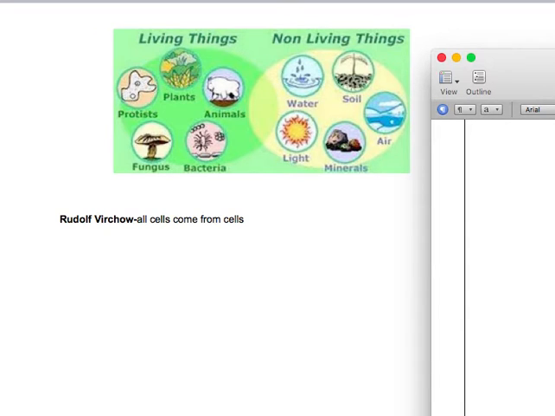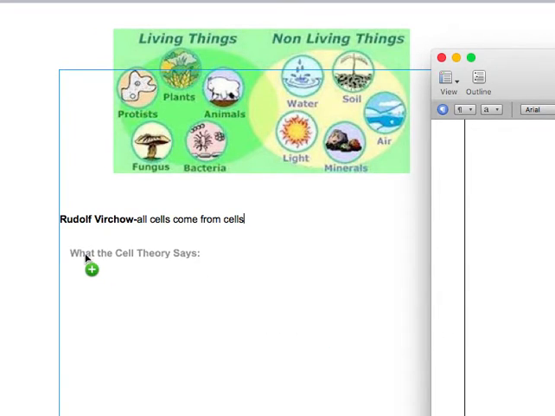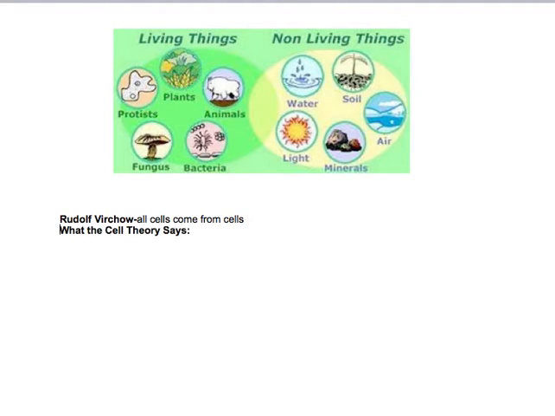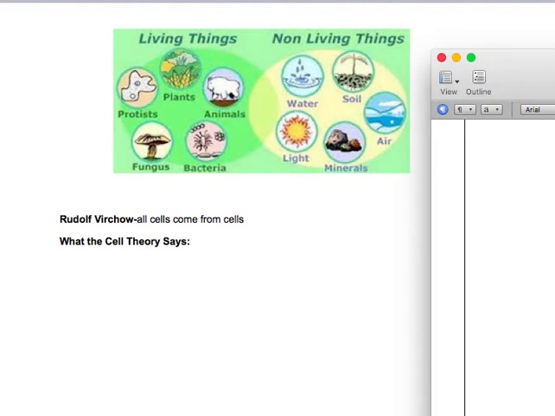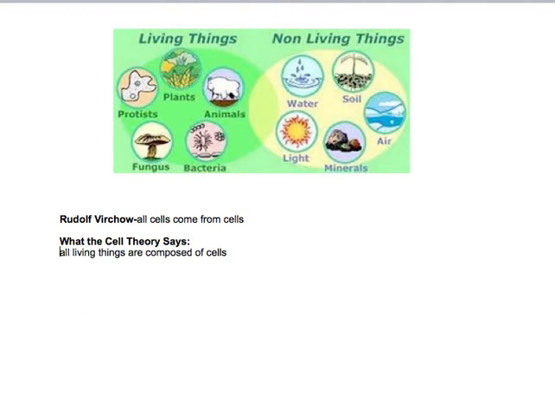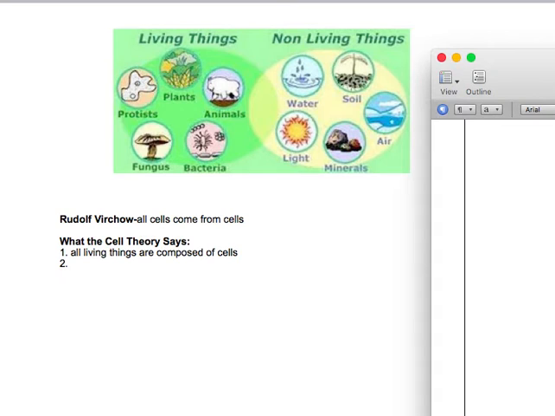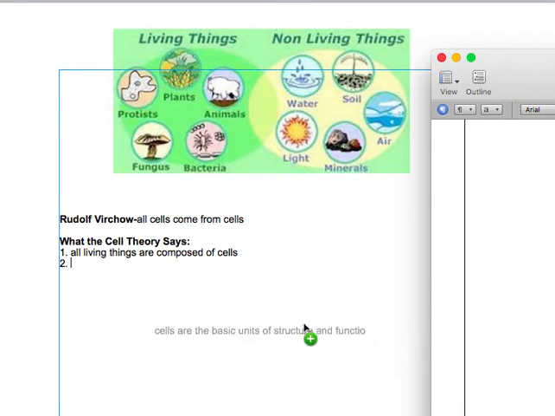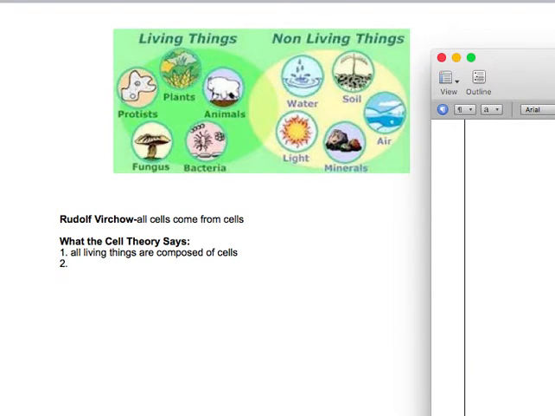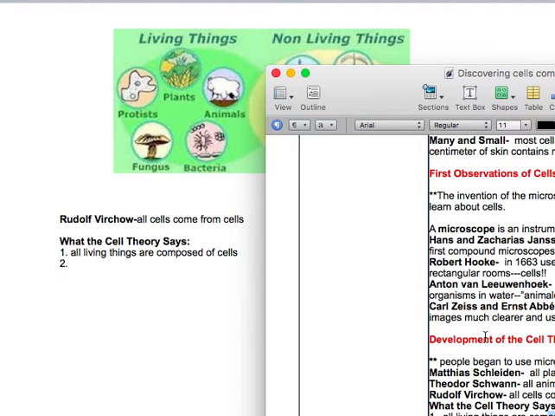And the cell theory says three really, really important things. Number one, all living things are made up of cells. That's super important. You knew that already. Number two, cells are the basic structure. Oh, that didn't work. Hold on. Edit.